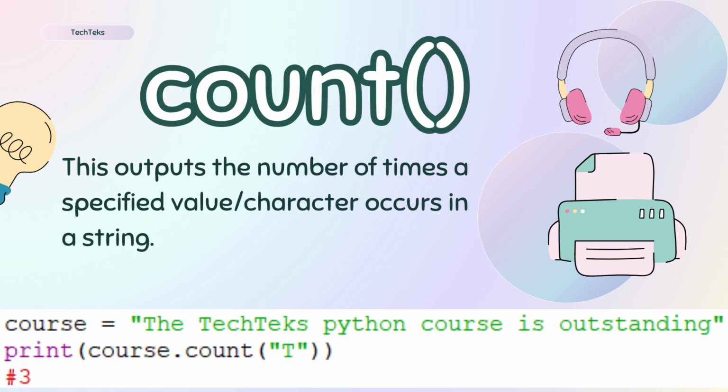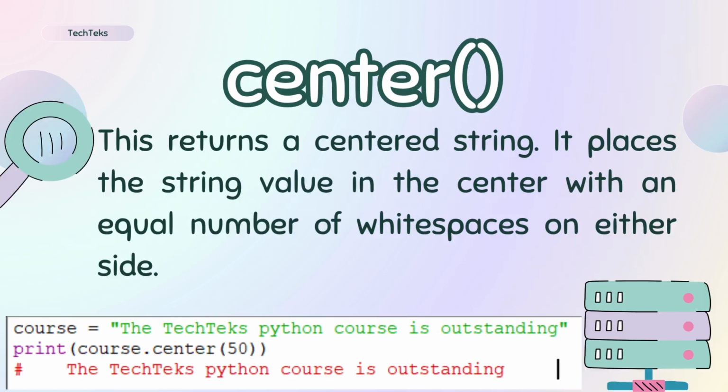Next up, we have the count method, and this does a fairly simple job. So what it does is that it outputs the number of times that a specified value or character occurs in a string. So in this variable, we have a string, and in the string there's so many capital T's, so all I just have to do is course.count T, and make sure that you've put quotes around the T's because it's a string. So we're looking for how many T's are inside the string, and there's 3 of them. So it's fairly simple.